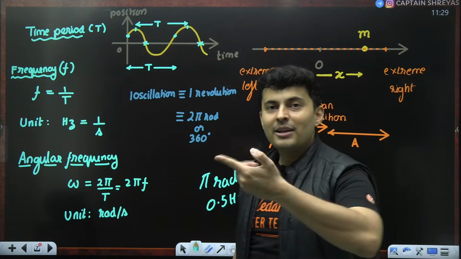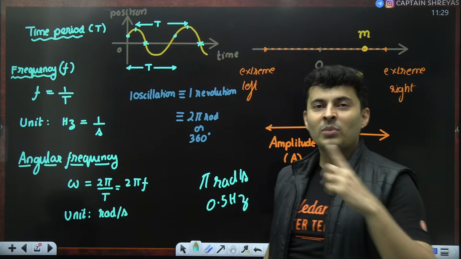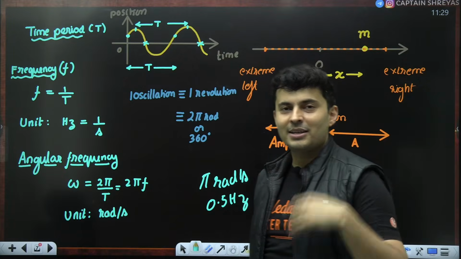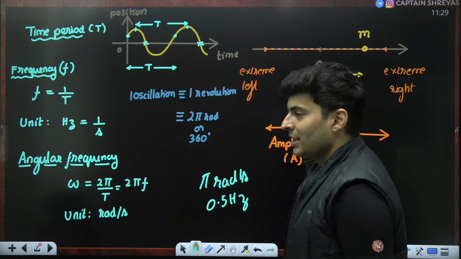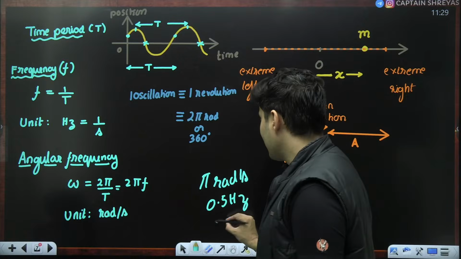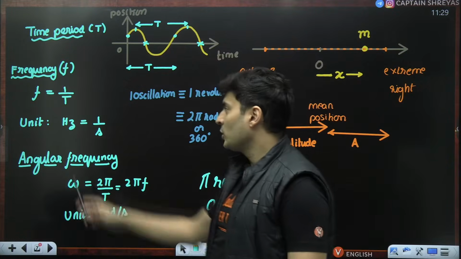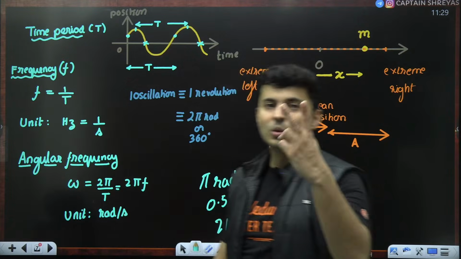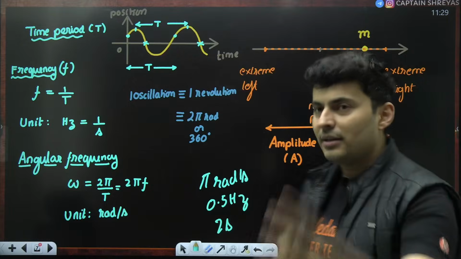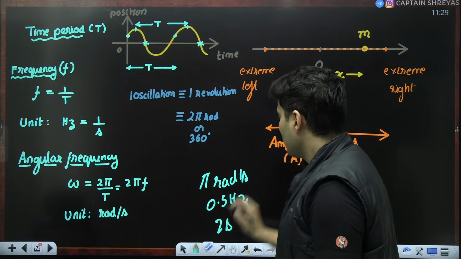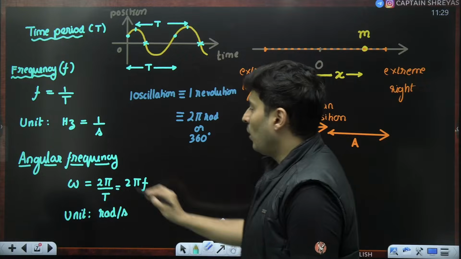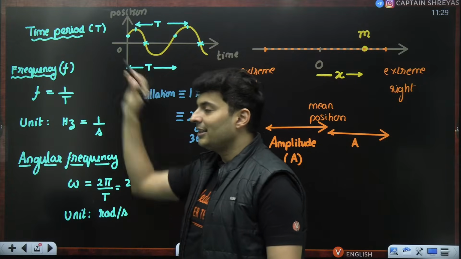So one round, how much time will you take? You are taking half a round in 1 second, so for a complete round, you will take 2 seconds. So if f is 0.5, time will be 2 seconds. You will complete one round in 2 seconds. That's how it is. So now are you getting a feel of omega, f and T?